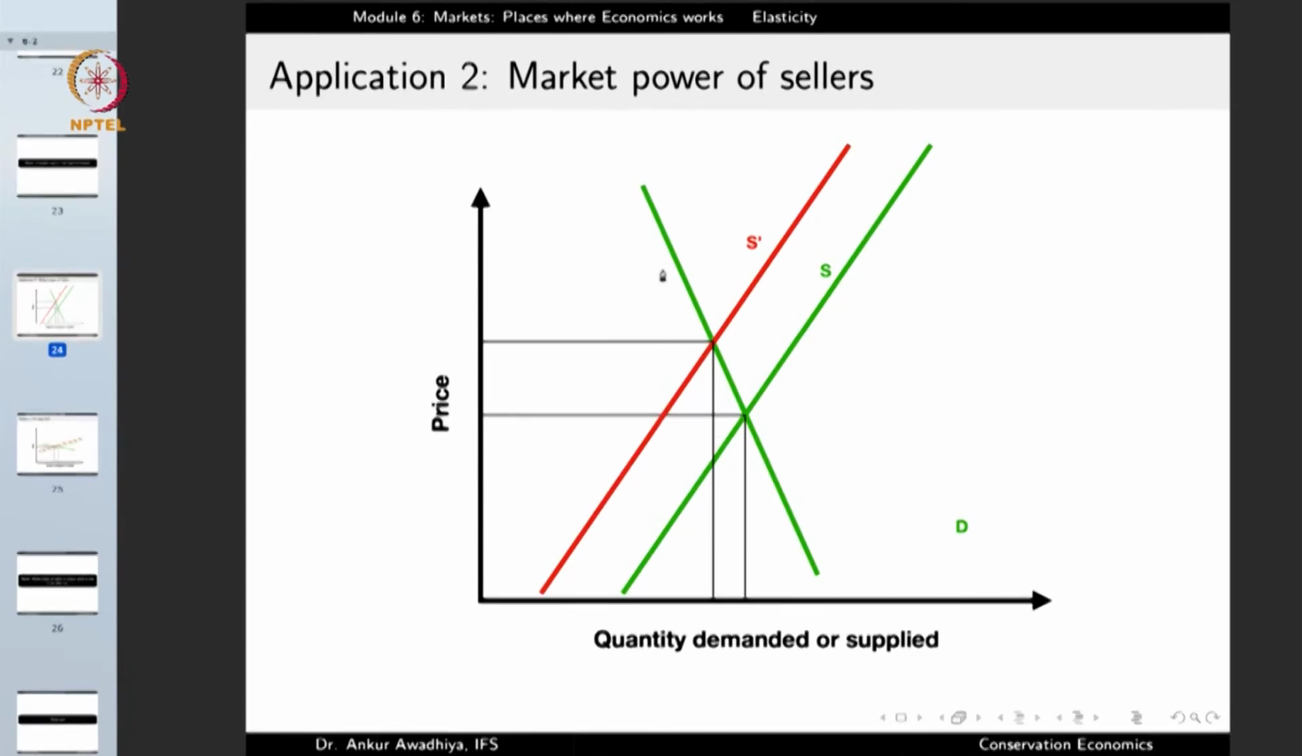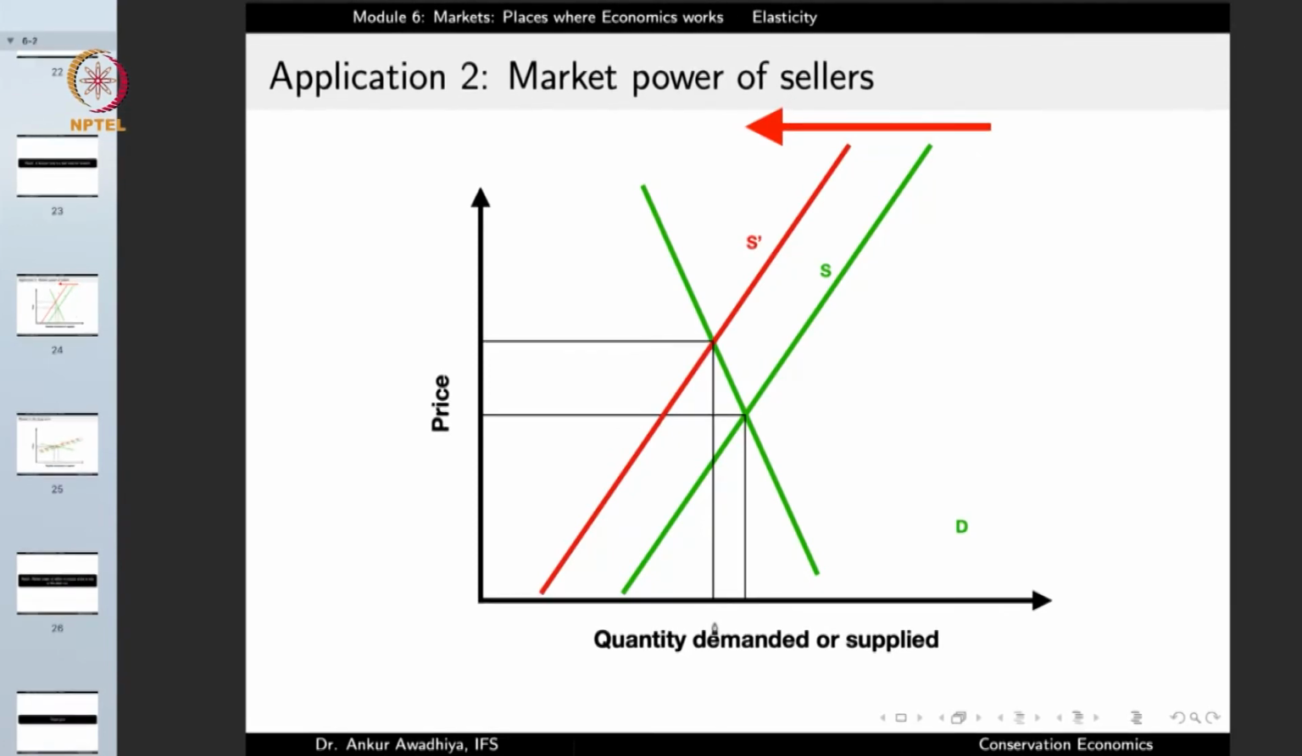What we are saying here is that this is the demand curve and this is the supply curve as shown in green color. Now, in this example, the sellers are reducing their supply. So they are shifting the supply curve to the left. So earlier it was this green curve, now it is the red curve. The earlier market equilibrium was at this point. So this is giving us the price and this is giving us the quantity that is demanded or supplied. Now they have shifted it to this point. So this is the new equilibrium price and this is the new equilibrium quantity.